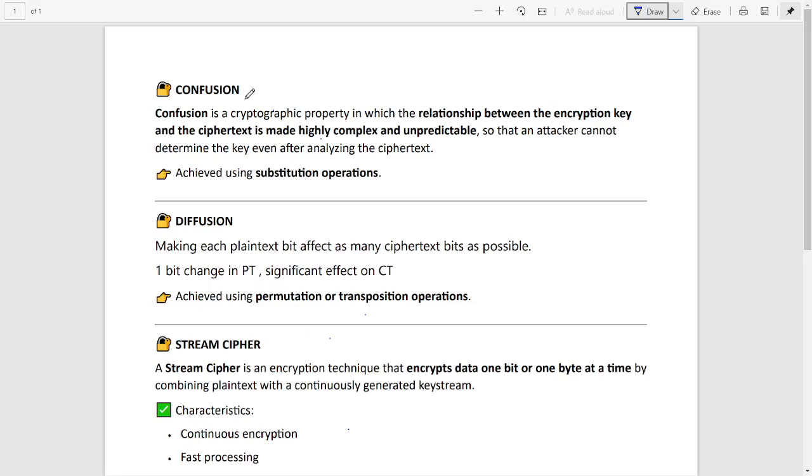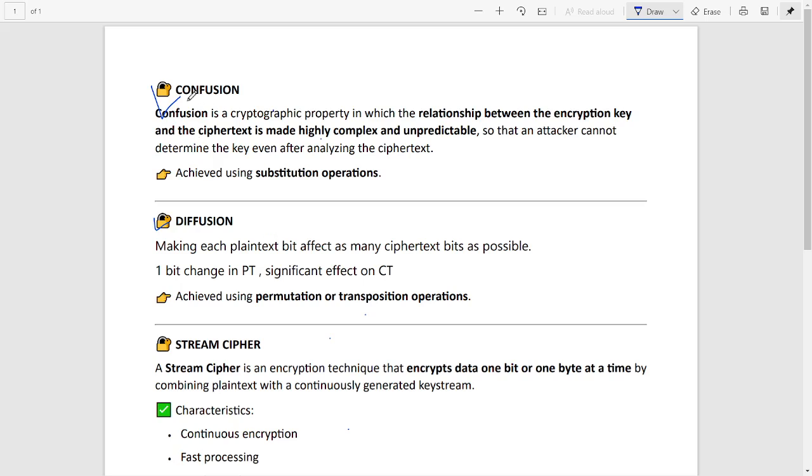Hi everyone. So today we'll study the confusion and diffusion properties. Basically, we have multiple encryption techniques and each technique converts plain text into ciphertext. We want these two properties to be there in our encryption techniques: first one is confusion and second one is diffusion. We want these two properties to be satisfied by our encryption algorithm.